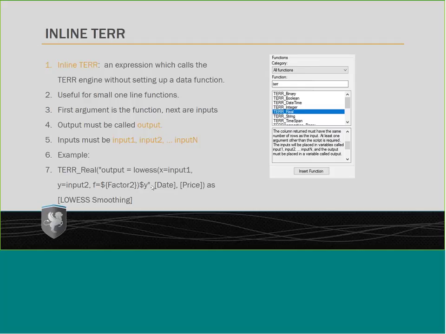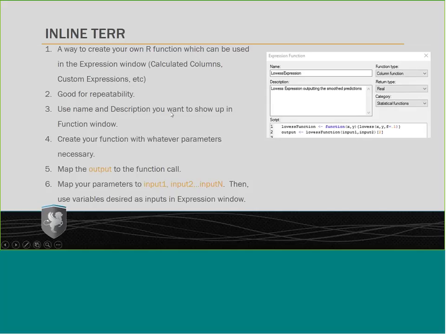Now, that highlights an interesting fact. You can only output one column. You can't output a whole data table. So that's what differentiates Inline TERR from data functions. This is for quick and easy functions, whereas with data functions you can do a lot more, add a lot more complexity. Expression functions, similar to Inline TERR, you can only have, like, you would do this to output a column or an expression.